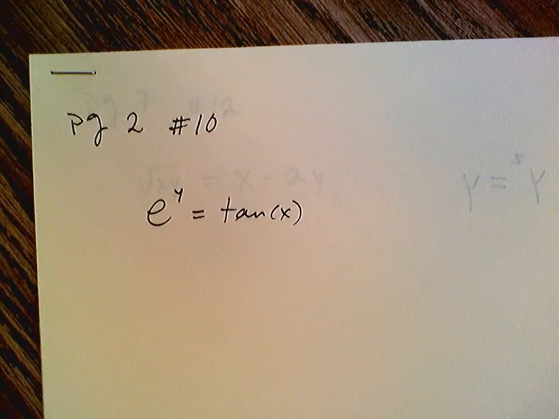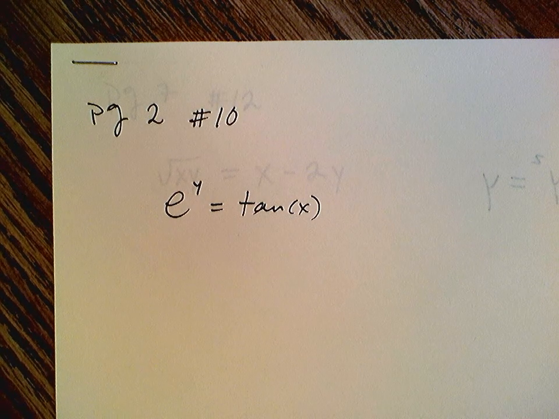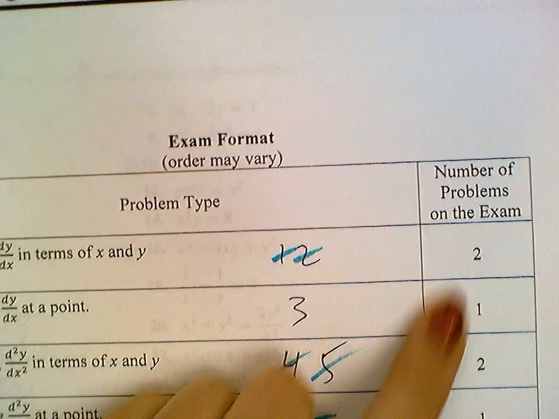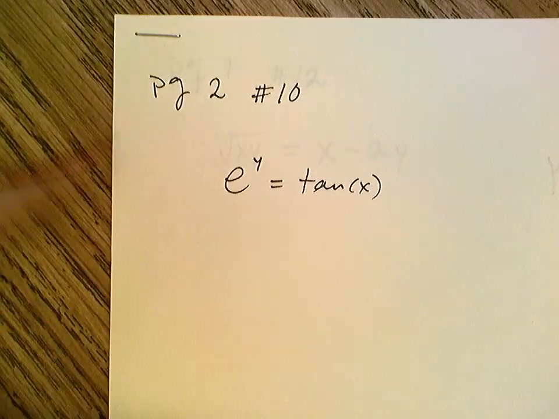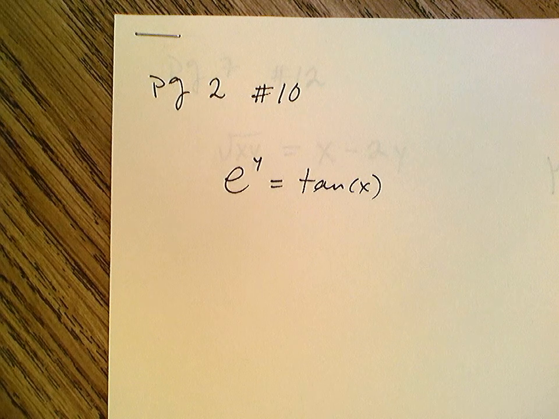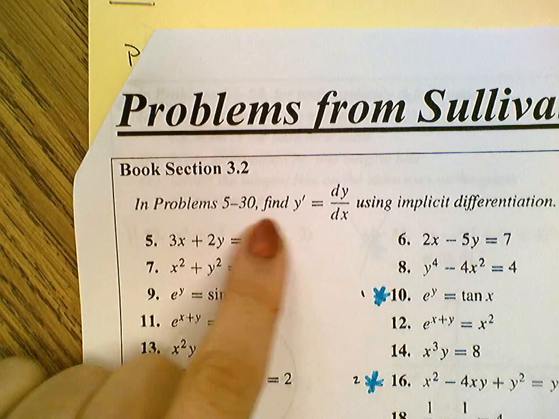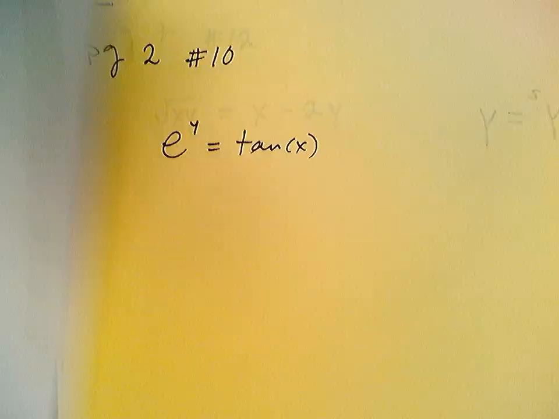And so I'm going to do one of each type of problem, and each of these are going to be from the packet. So the first type, finding dy dx in terms of x and y, I'm going to do two problems of this type. And the first one is going to be page 2 of the packet, number 10. We're going to use implicit differentiation to find that. So those are the directions.